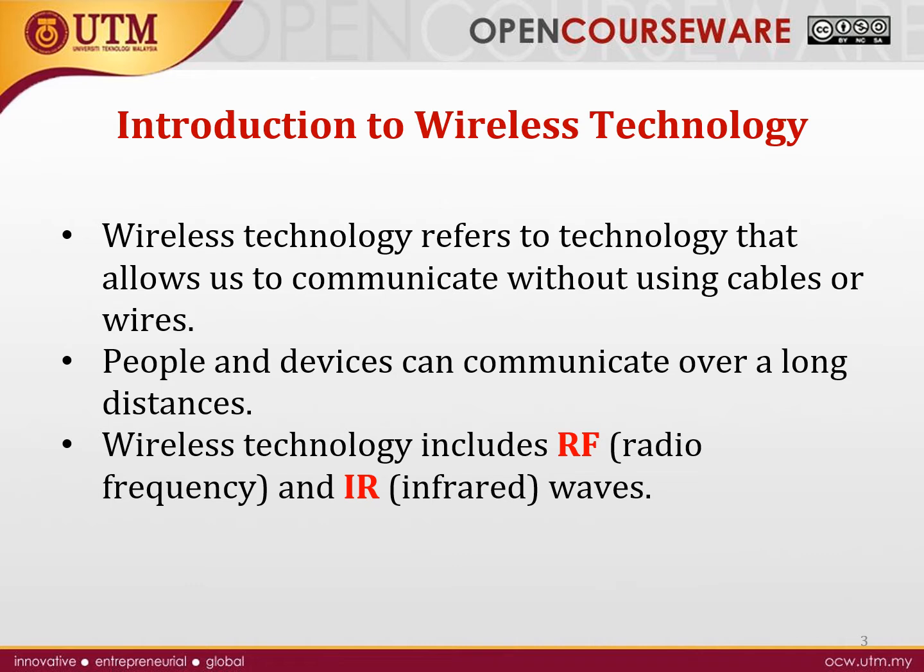From the word wireless, what we can understand is that no cables or wires are needed to run the communication, whether it's people or devices, that can communicate easily over a long distance without any wires or cables. Wireless technology includes RF and IR. RF refers to radio frequency, and IR to infrared waves, and we are going to learn about the differences between each of these types.